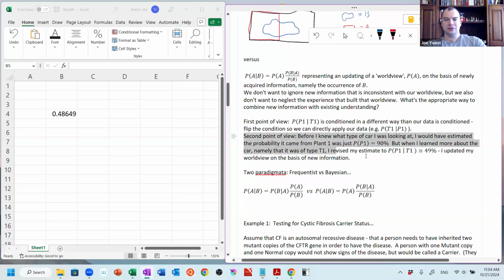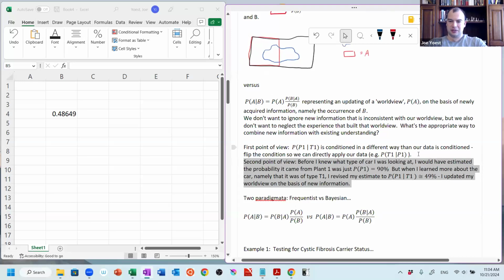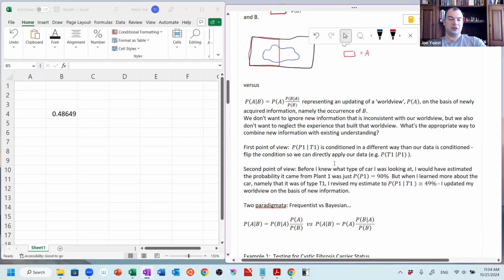But the second point of view, in the car example, what does it mean? It means when I first walk onto the lot, if all the cars were covered in those car cover blankets or whatever, and I couldn't see which car was which type, I walk up to a car and I say, this car, what's the probability it came from plant one?